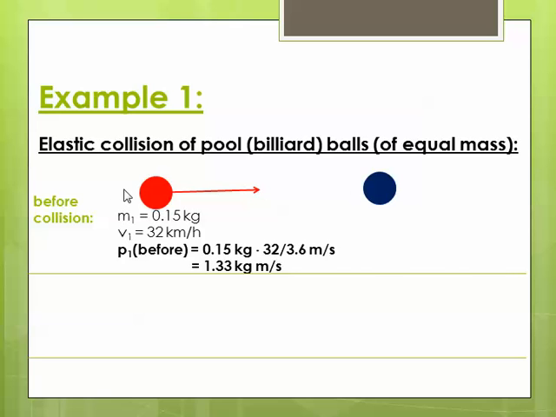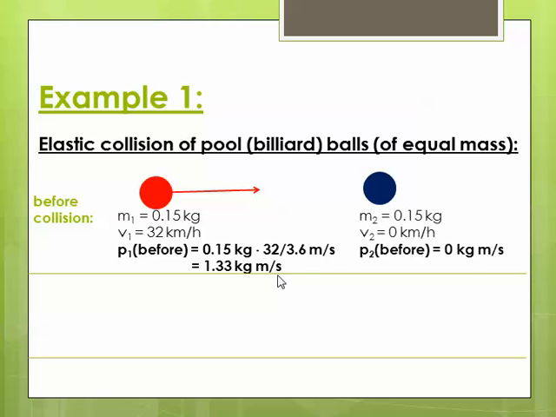Now, let's consider the linear momentum of this pool ball here before collision, whilst it is still flying. This pool ball has got a mass, 150 grams, and a velocity, 32 kilometers per hour. The linear momentum is given by 0.15 kilograms times velocity. The velocity I've transformed into meters per second by dividing the velocity in kilometers per hour by 3.6. So 0.15 times 32 divided by 3.6 equals 1.33. The unit is kilograms times meter per second. This is the linear momentum of the red pool ball as it is flying towards the blue one.